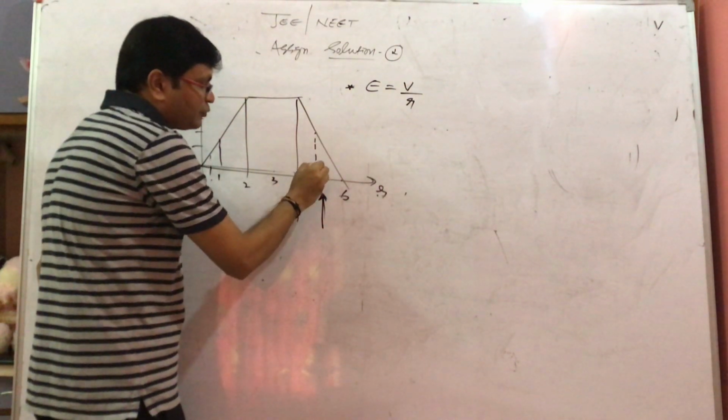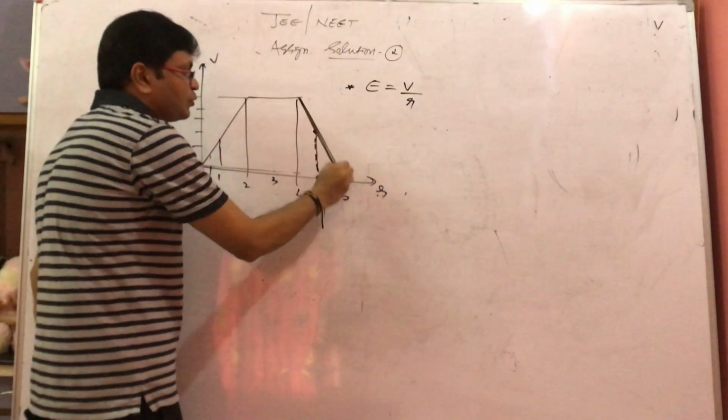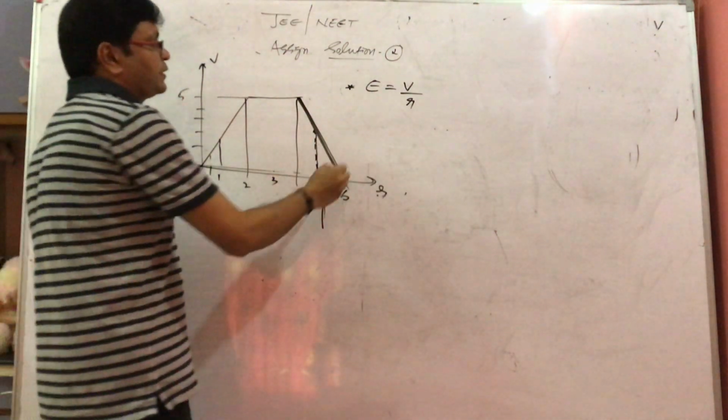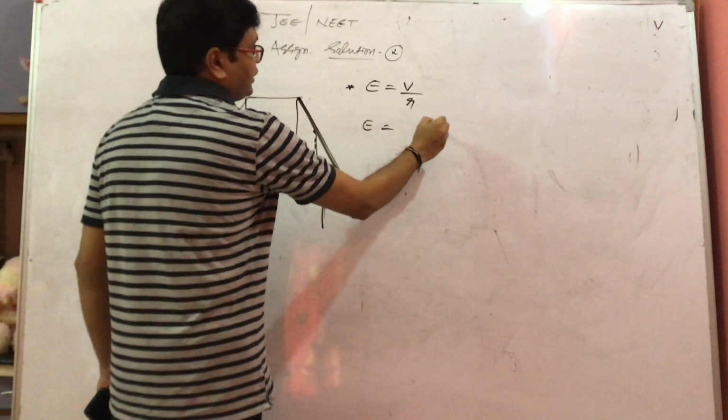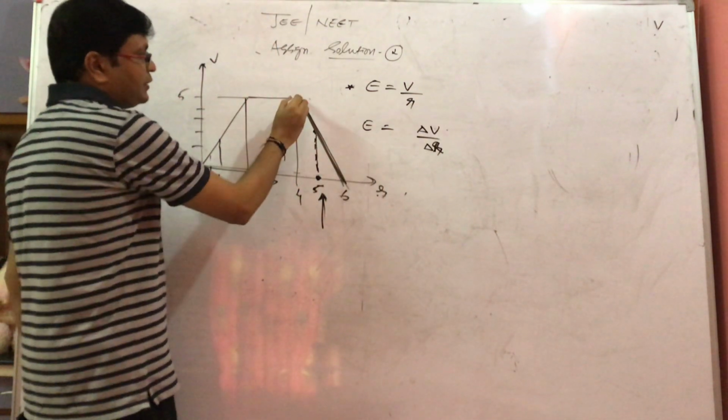Just extend this 5 point. You can see that it touches this line. So we have to find simply the slope of this graph. ये पोर्शन का स्लोप फाइंड करना है। स्लोप फाइंड करना हो, so you know that very well, delta V by delta R.